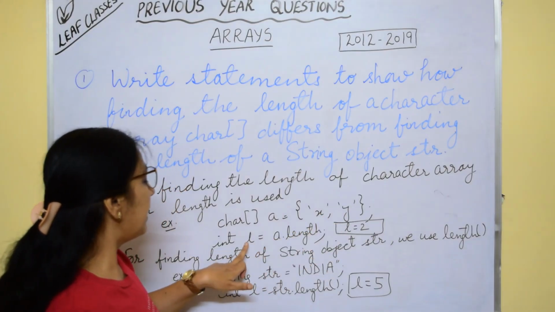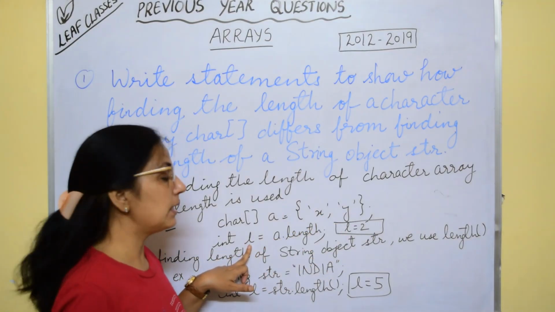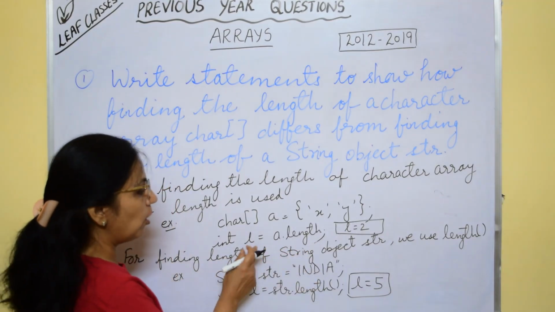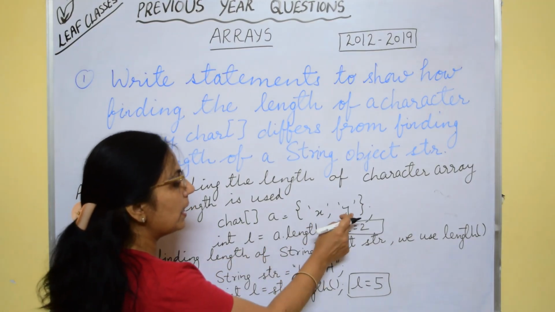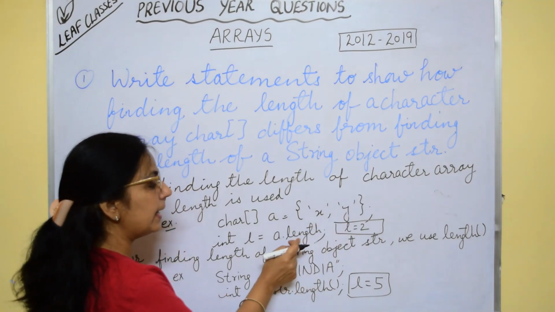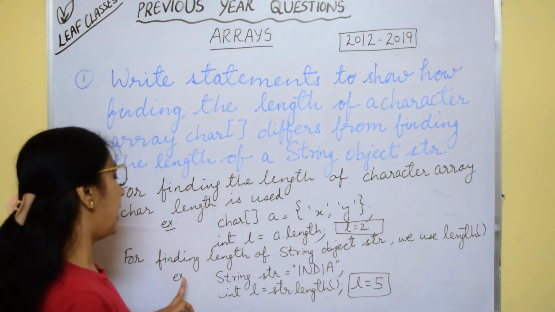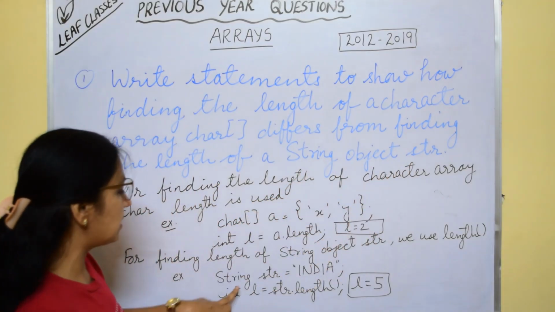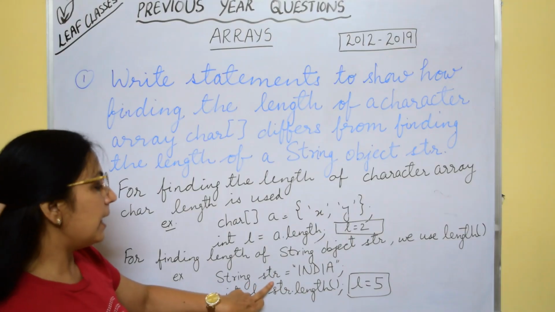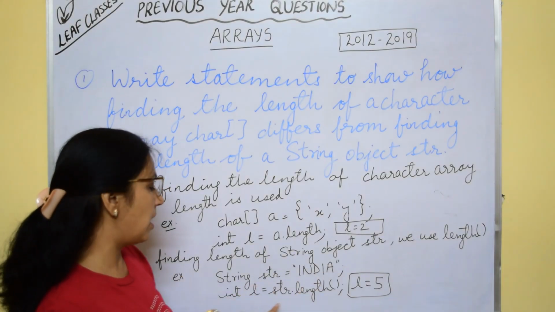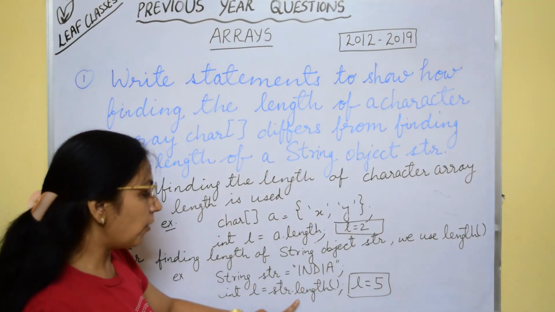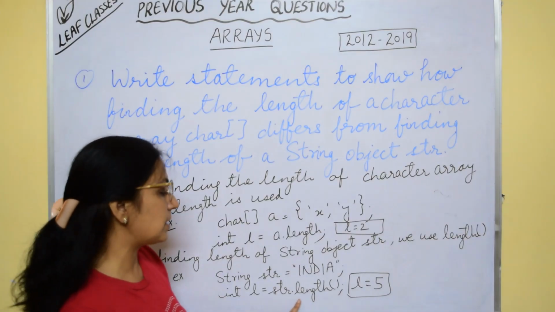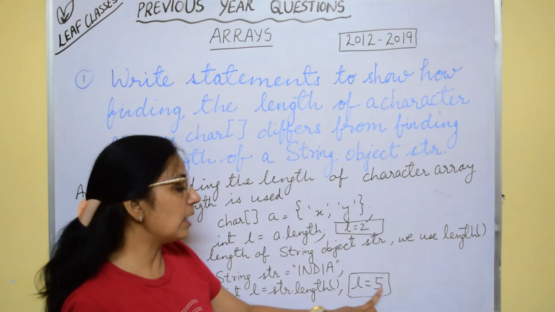So if the character array is given, say I have stored these two characters in that, x and y, then int l, length is always integer type. l equals to a dot length. So what will be the value of l? l equals to 2. What is the size of the array? Length will give you the size of the array. And for finding the length of the string object str, suppose we have stored India. So for finding length you will use length function here, int l equals to str dot length and l equals to 5.